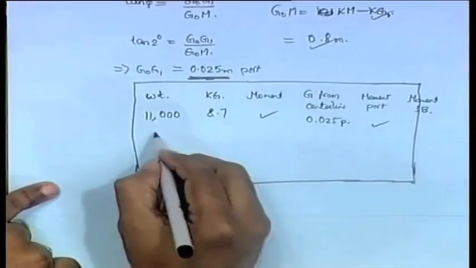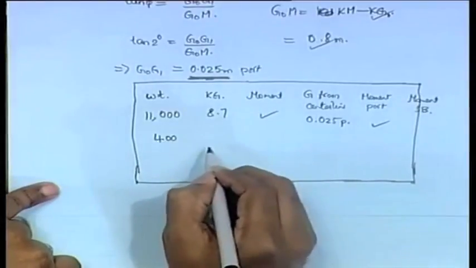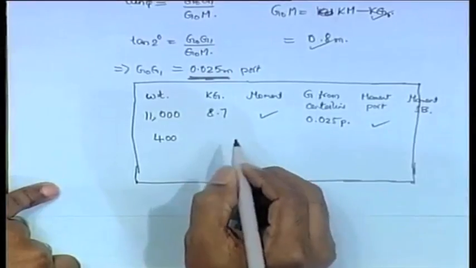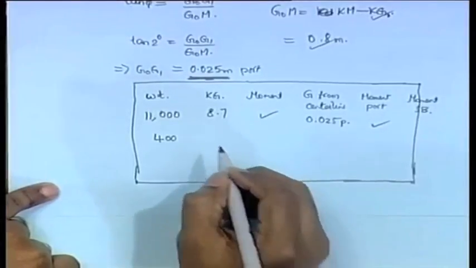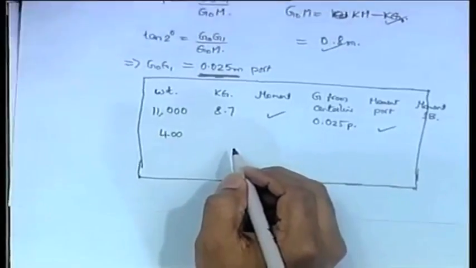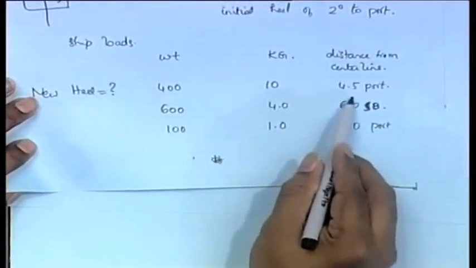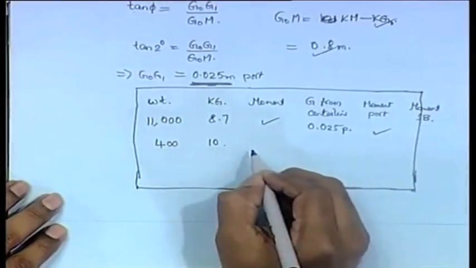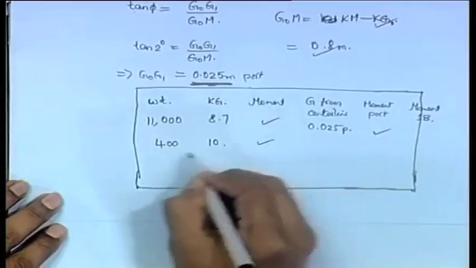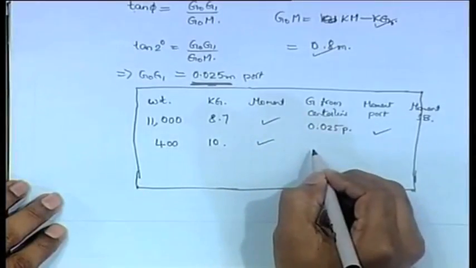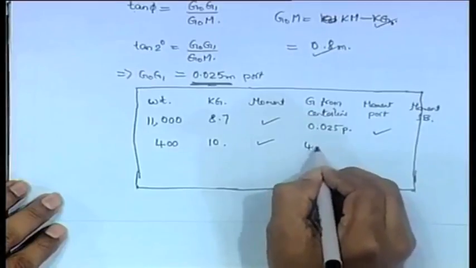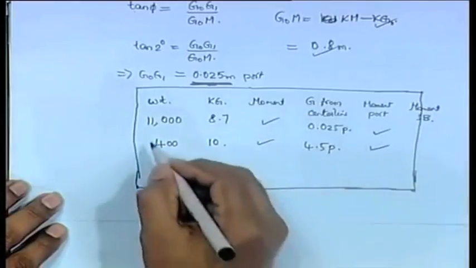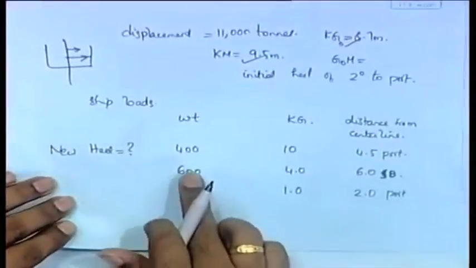Now, you add the different weights. For instance, I will just write the first one, 400. Then you are given its KG like here, you are given 410, and 4.5 port. That we will write here: 400, this becomes 410, and you get the moment, the product of these two, and 4.5 port. So again you will have a moment to the port. Like this, all these weights you have to do.